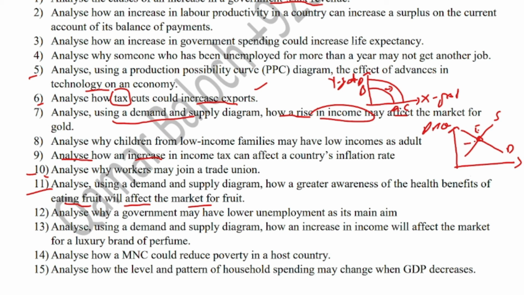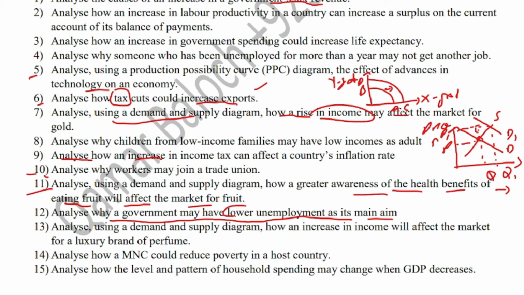So equilibrium is initially at E, where price is P and quantity of fruit is Q, that is traded in the market. So if people have more awareness or greater awareness about the benefits of eating fruit, then they will buy more fruit and demand for fruit will increase. Price will rise to P1 and quantity traded will rise to Q1. So this is the diagram you have to make, and then the explanation what I was speaking is the explanation of this diagram.